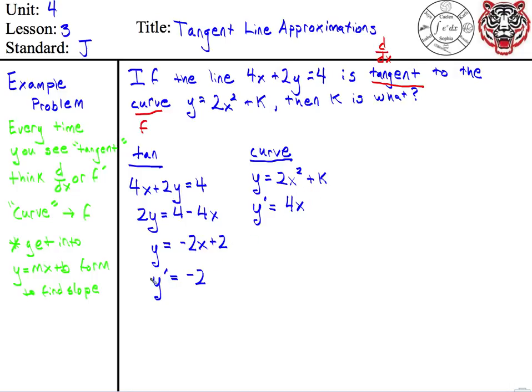And now look here, we have a y prime equals negative 2 and a y prime equals 4x, which means I can substitute this negative 2 in for our y prime. So we're going to sub in right here. We can sub in our negative 2.